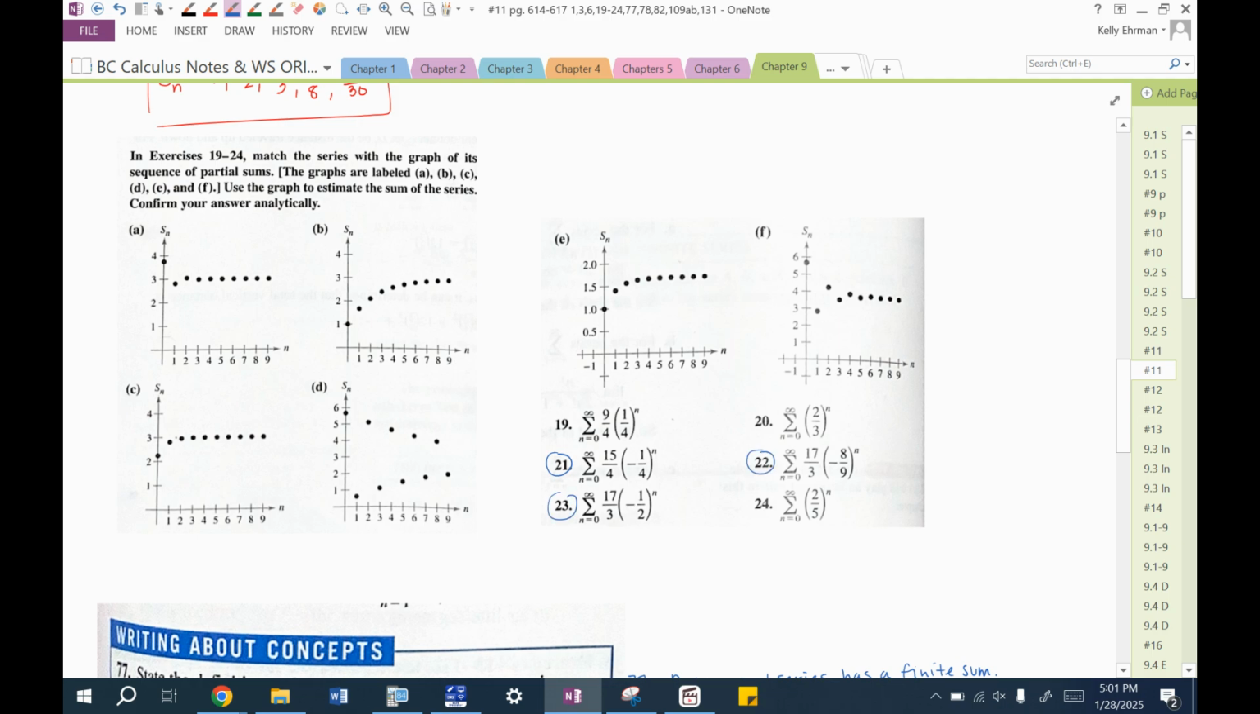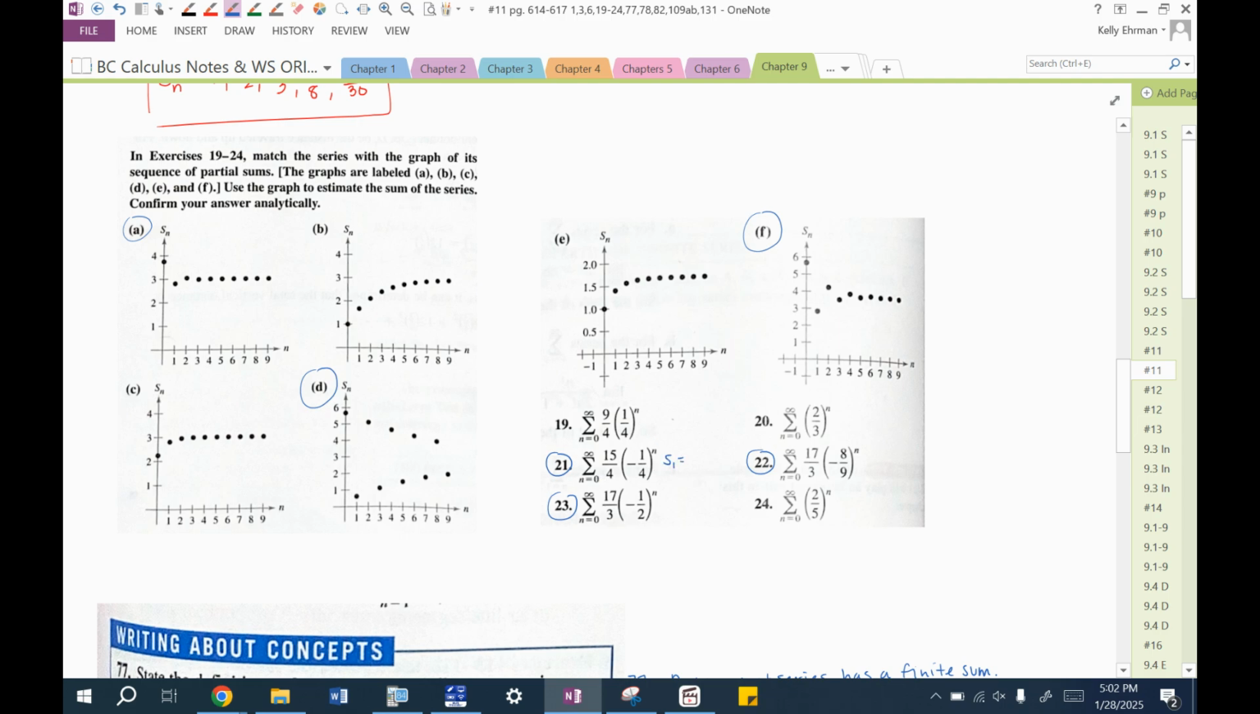Out of these options, it's hard to tell if you don't see this first point, but A is alternating, gets small very fast. D is alternating. The terms are bouncing up and down like that. And F is alternating. So the question is, which is which? I would begin by finding the first partial sum. Where does it have to start? Because it looks like D and F start at the same place, but A does not. So take a look at your choices here.